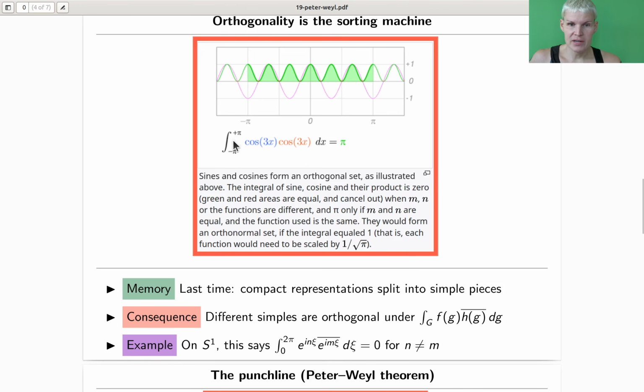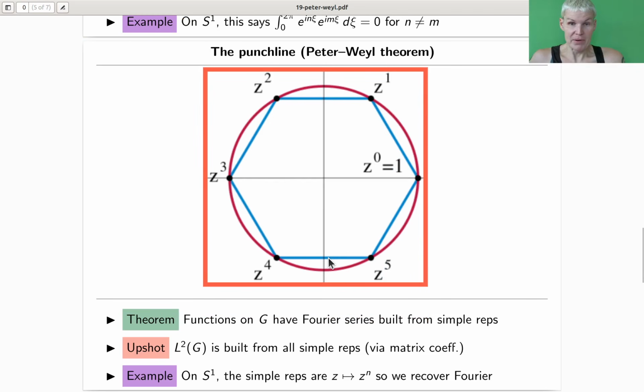Yeah. So here, sine and cosines form an orthogonal set. That's literally what it is for Fourier analysis, and turns out we can do the same for an arbitrary Lie group, which is kind of nice. So Peter-Weyl theorem is literally just that. Functions on G have a Fourier series built from simple representations.